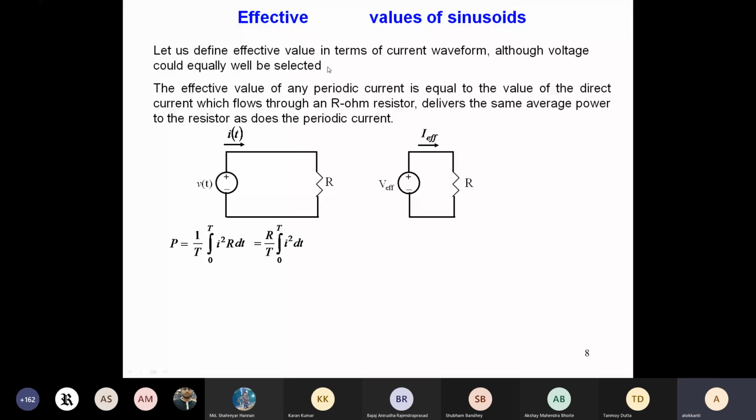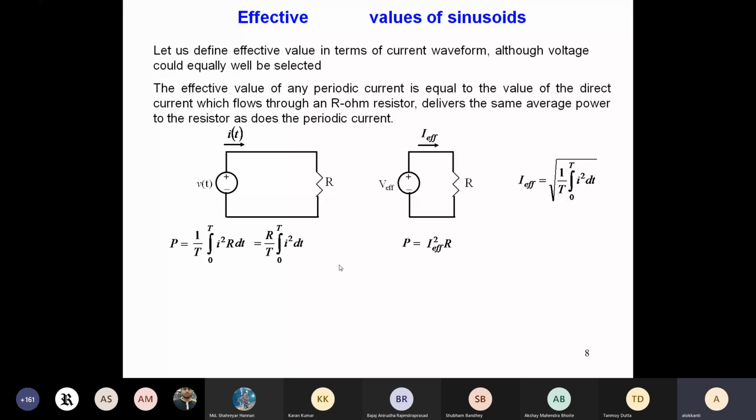In this case, what is the power? P equal to I effective square R. So what is the value of I effective, so that these two P's are the same? If you equate these two P's, R will cancel out, and you are left with I effective square equal to 1 by T integral of 0 to T I square dt. So I effective becomes the square root of 1 by T integral of 0 to T I square dt.